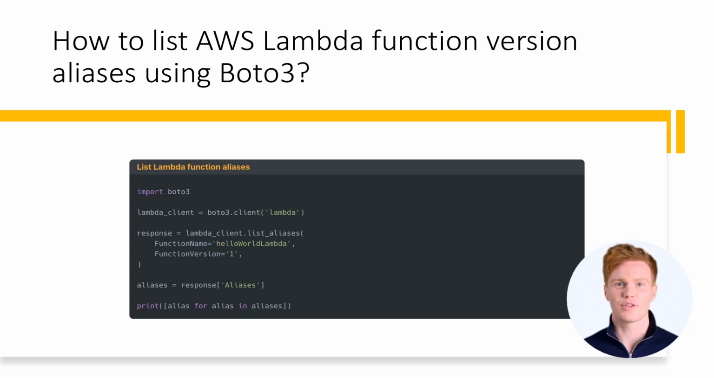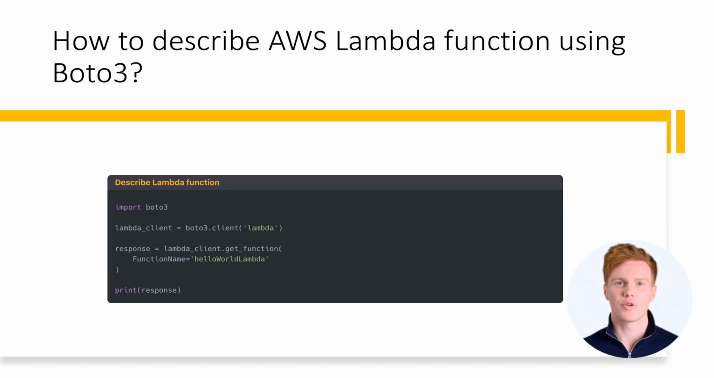For each alias, the response includes information such as the alias ARN, description, alias name, and the function version. You can optionally use the function version parameter to filter out results. To describe the AWS Lambda function, you need to use the get function method of the Boto3 Lambda client. The response data will contain the configuration information of the Lambda function and a pre-signed URL to the zip archive with the source code of your function. Please keep in mind that the pre-signed URL is valid for 10 minutes. Optionally, you can use the qualifier argument to specify a version or alias to get details about a published version of the function.